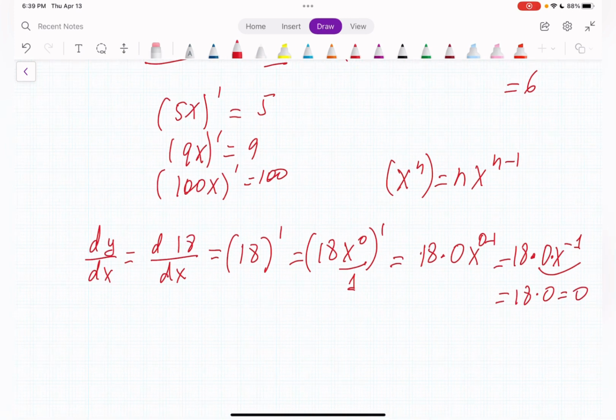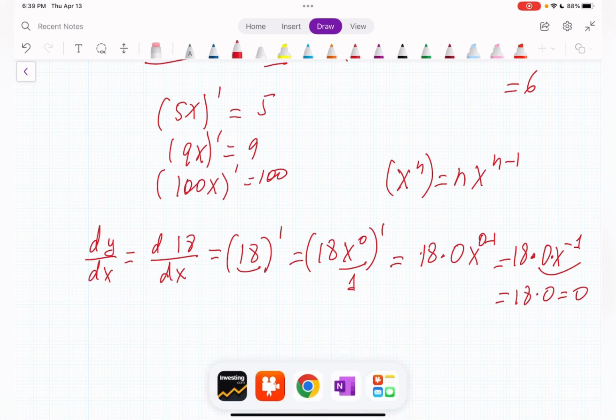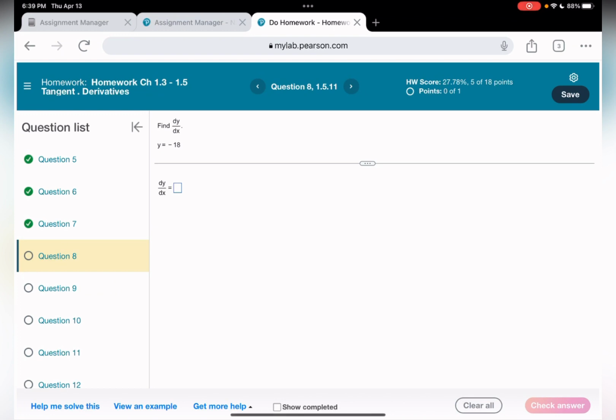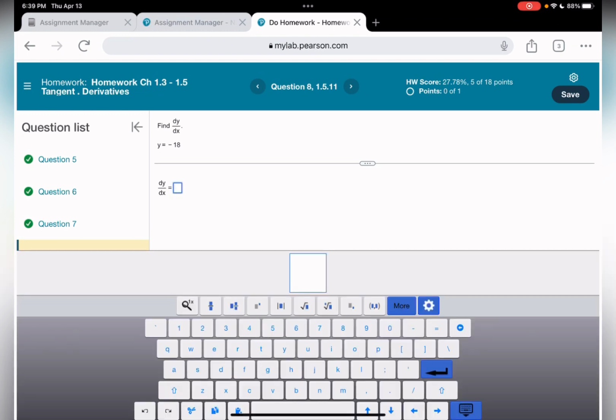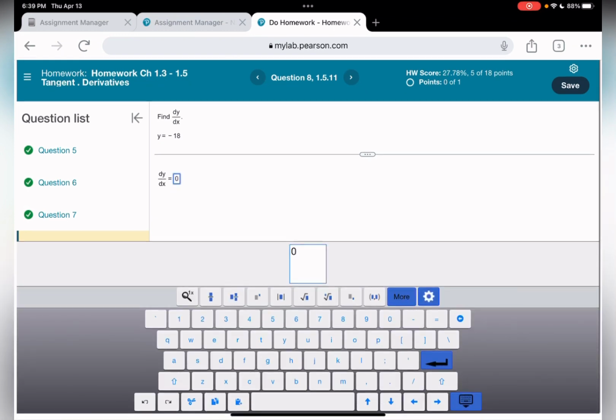So from here, the derivative of a constant, or a variable-free term, you can say, is 0. Okay? So derivative of 100 is 0. Derivative of 50 is 0. Well, it was negative 18, so it's still going to be 0. Doesn't matter.